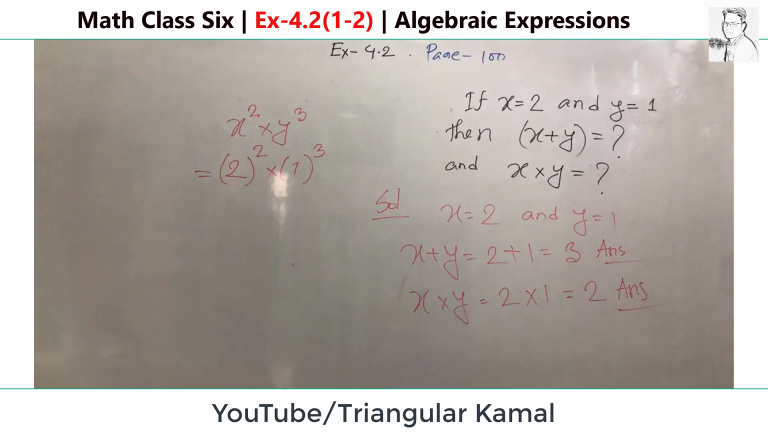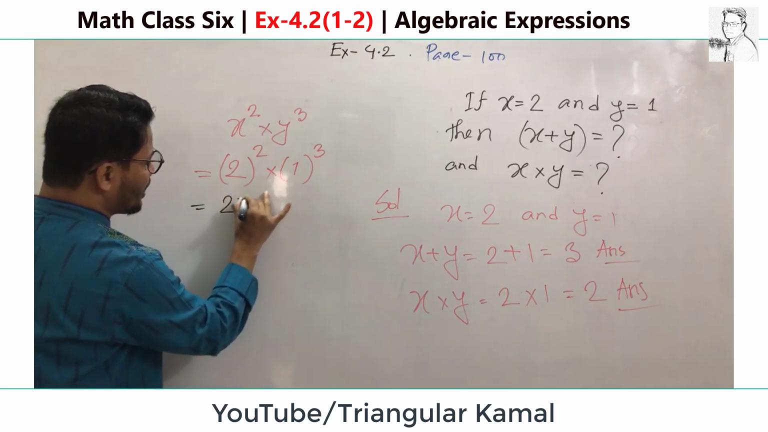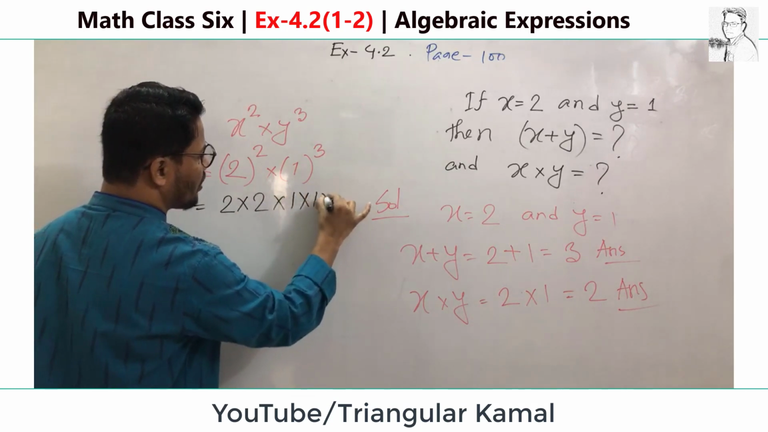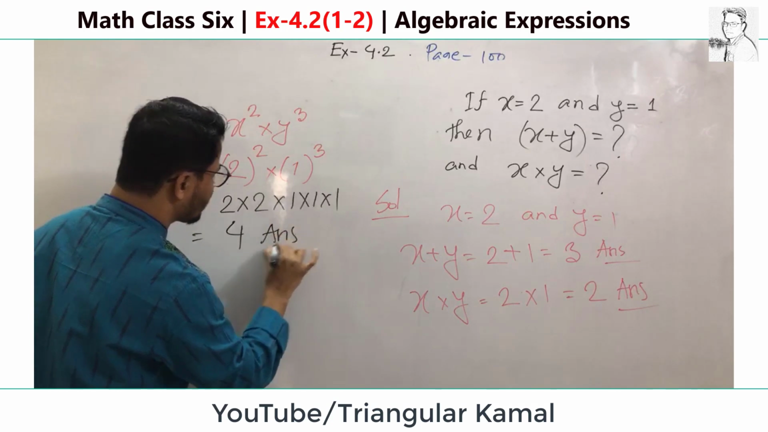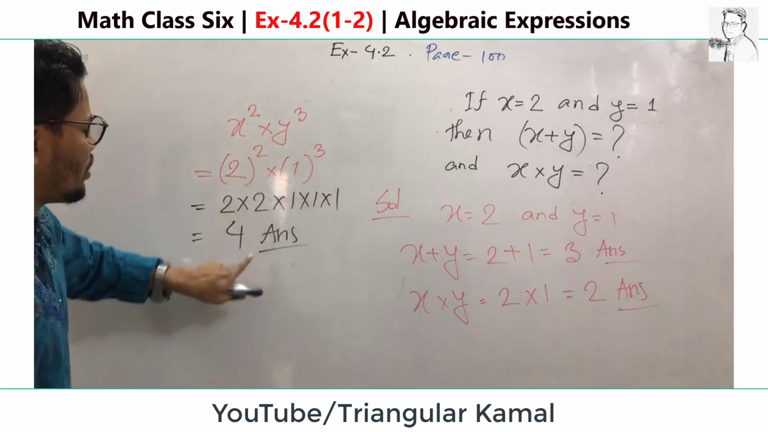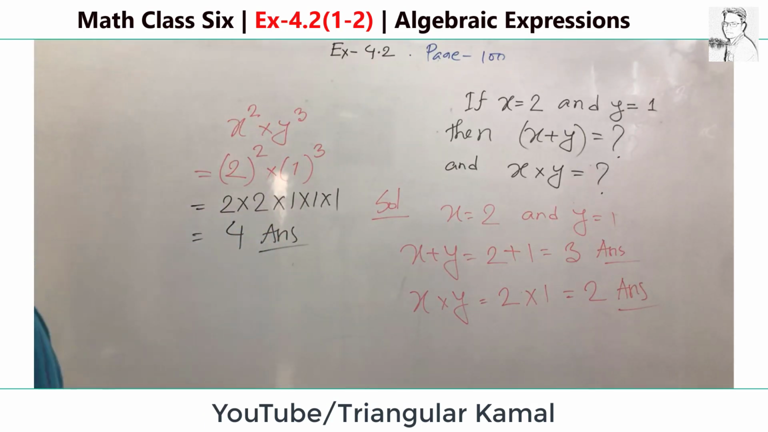Okay, dear students, now the result: 2 square is 2 multiply 2, and 1 cube is 1 multiply 1 multiply 1, and absolutely the answer is also 4. So x square y cube will be 4. I think this is clear. Yes, the answer is 4. Absolutely right answer. This is the number 4.